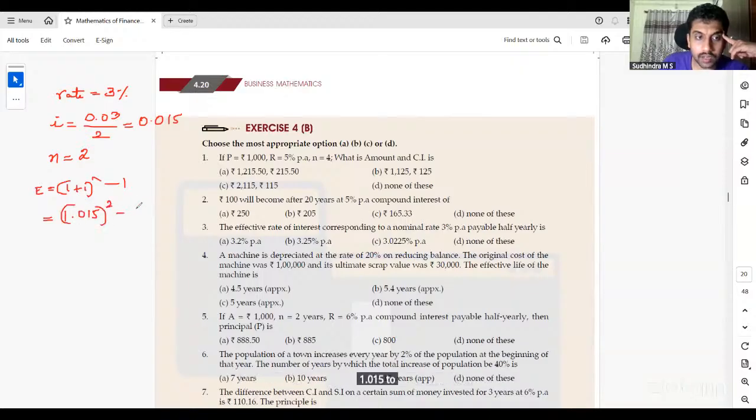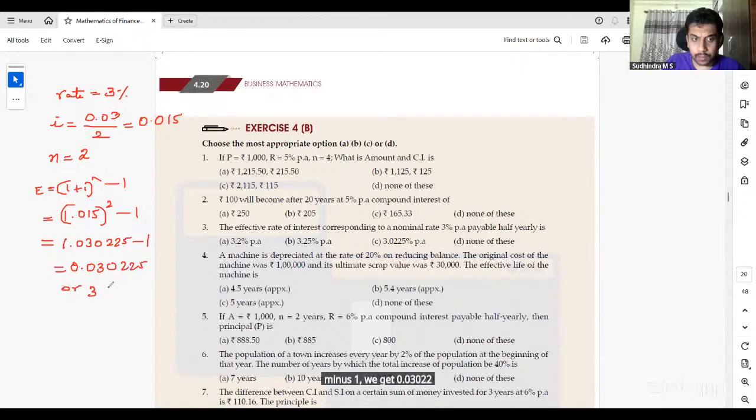1.015 to the power 2 minus 1. What is 1.015 to the power 2? 1.030225 minus 1. We get 0.030225 or 3.0225 percentage. Option C. Everyone following? Yes, sir.